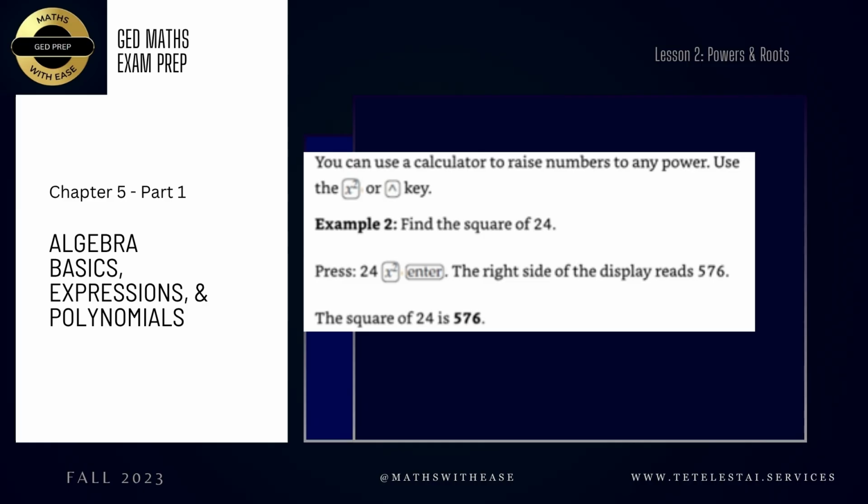To find the square of 24, you would press 24 and then the x squared key and press enter, and you would see your display. Or you would enter 24, use this symbol, and then 2. The square is always 2. So you would write 24, press this key, and then 2, and you would get the same answer. Essentially 24 times 24, right?